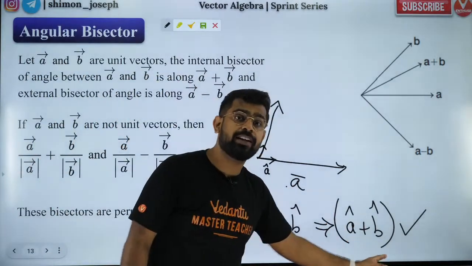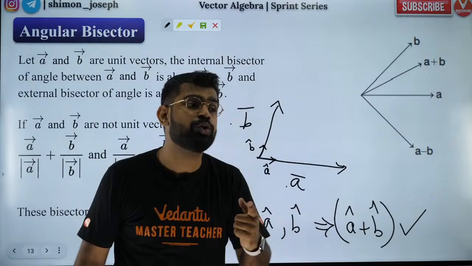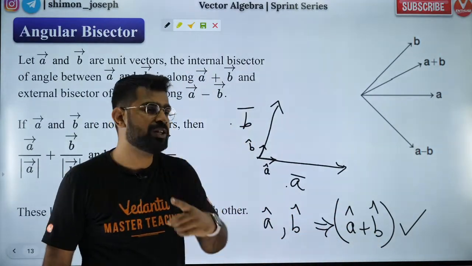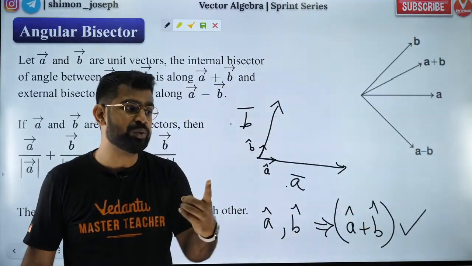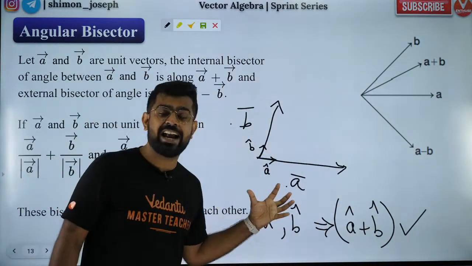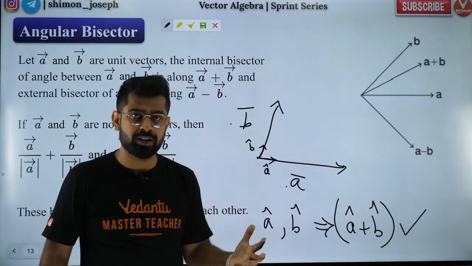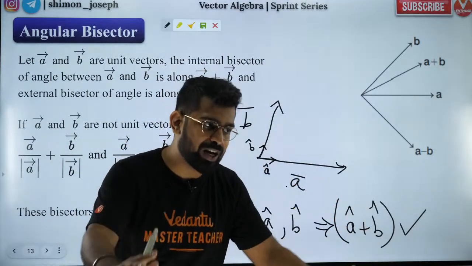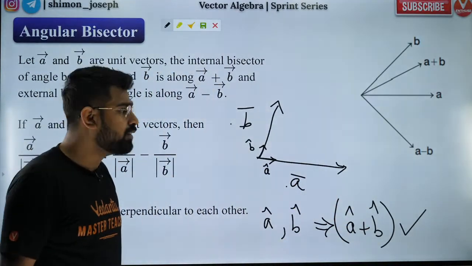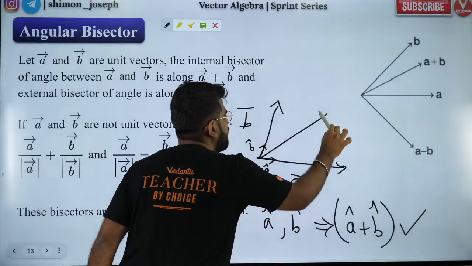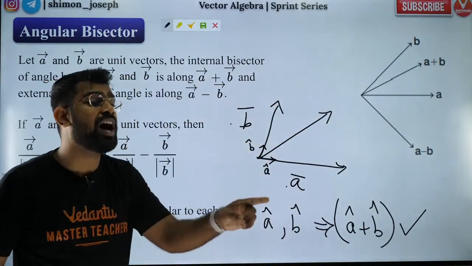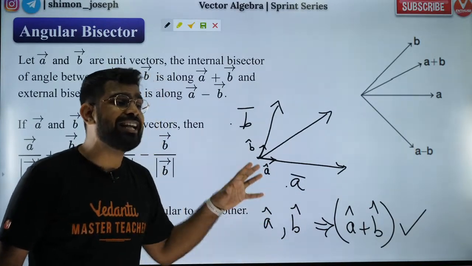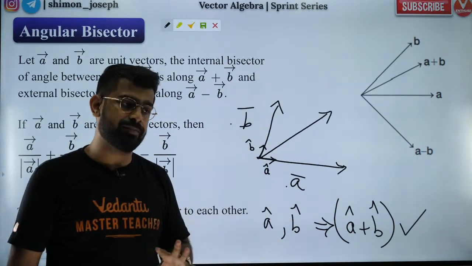So why did I take unit vectors? Because I told you I want to keep the magnitude the same. If I take A cap, it is of unit magnitude. If I take B cap, it is of unit magnitude. So therefore, after I ensured that their magnitudes are the same, A cap plus B cap will give me the angle bisector direction. Did you all like it? Are you all clear? So guys, A cap plus B cap will give you this direction, which is the internal angle bisector. It is called the internal angle bisector.